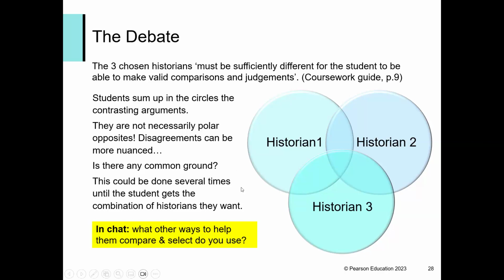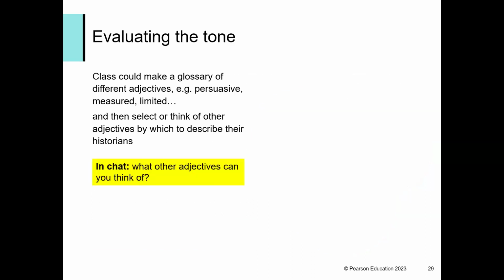So we've looked at choosing the historians, identifying the debate, making decisions about which historians they will choose, which of course is something they will then write about in the resource record. I'll give you an example of that a bit later. When they're evaluating their different historians, it could be useful to think about the different tone of the historians. The class can make a glossary of different adjectives. You know, is it persuasive? Is it measured? Is it limited? And encouraging them to build in their glossary as they're doing their reading. What adjectives could they think of to describe their historian?